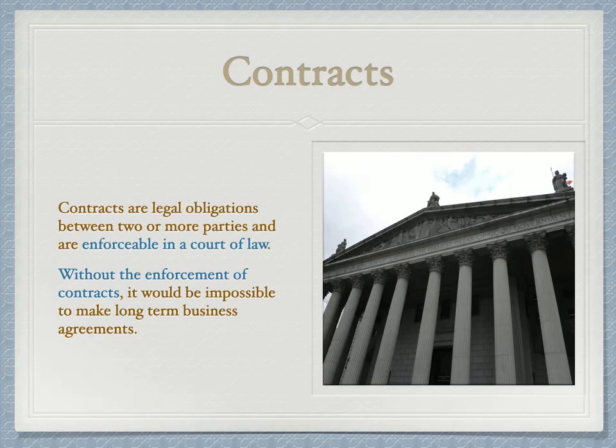Contracts are legal obligations between two or more parties and are enforceable in a court of law. And without this enforcement, it would be impossible to make long-term business agreements. And so what would happen is people would make short-term agreements, and therefore it'd be very difficult to build a factory and a supply chain and trust it. Because if one component doesn't work out, then it messes up the whole operation.